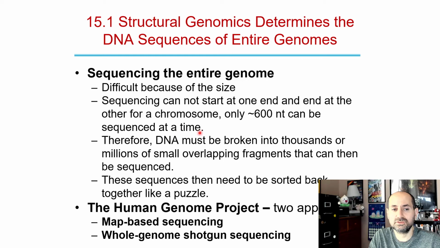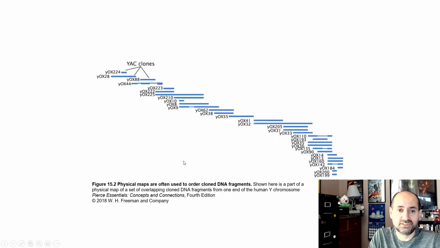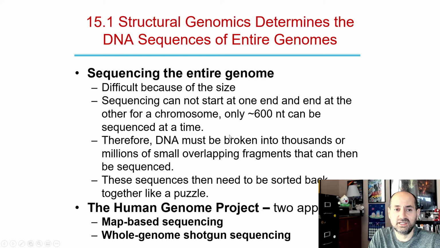So if this is true, you have to take your chromosome, you have to take your DNA, you have to break it into thousands or millions of little overlapping fragments and then clone those and then sequence those. So that's what I'm talking about here. You take your chromosomes, you cut them into millions of little fragments, and then you have to study each one of those little fragments. And then these sequences need to be sorted back together like a puzzle.